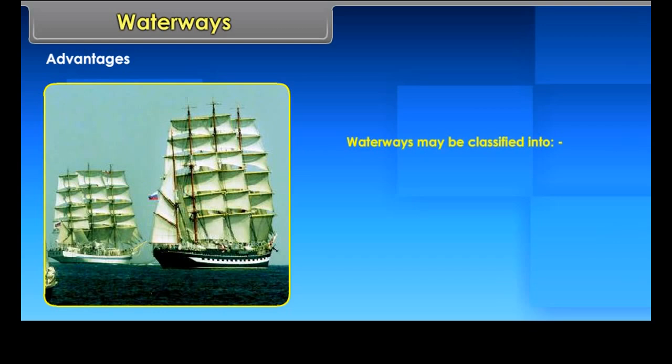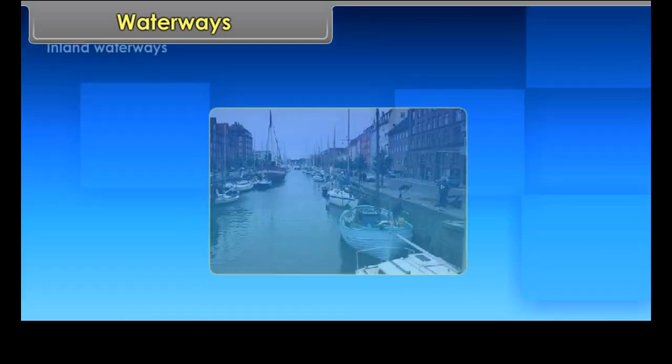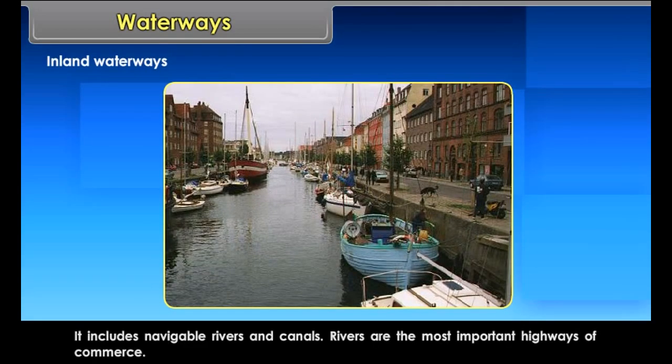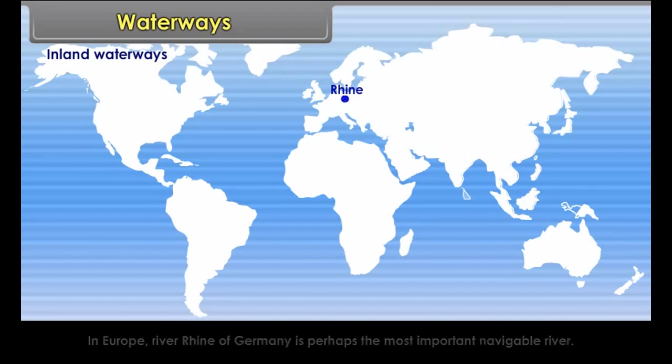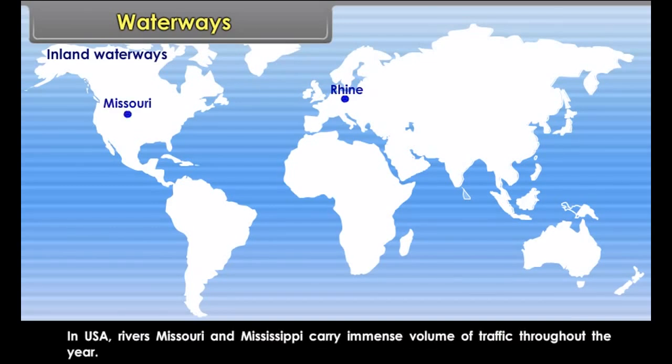Waterways. Advantages. There is no expenditure in laying the waterways. Too heavy cargo like coal, cement, timber, ores are transported at cheaper rates. Rivers are the only means of transport in dense forests. Waterways may be classified into inland waterways, ocean transport. Inland waterways. It includes navigable rivers and canals.